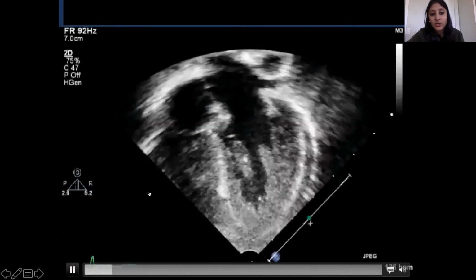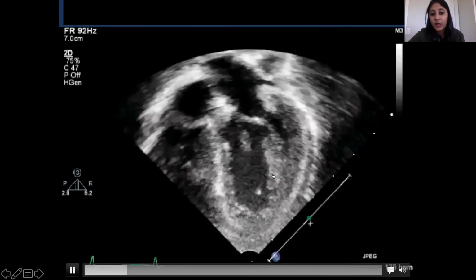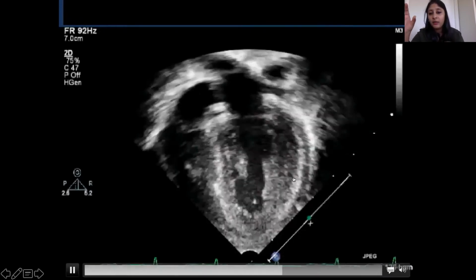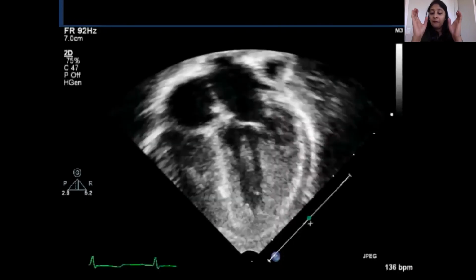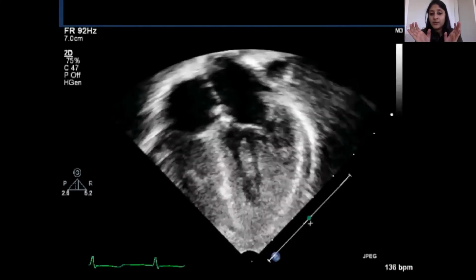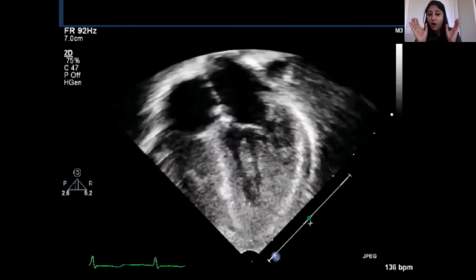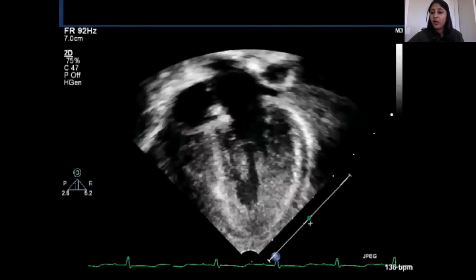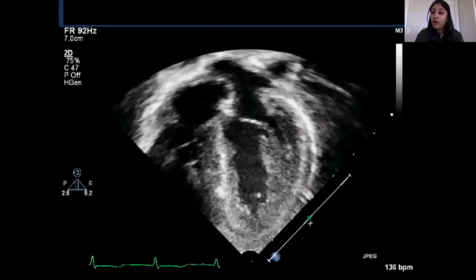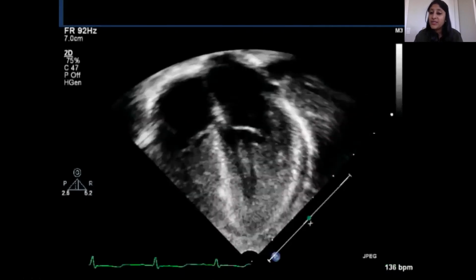And this is again just a 4-chamber view of that same heart. As you can see over here, the walls of the heart have become very thick, especially the lateral side, the side on the sides. You can see that the muscle itself is very, very thick. So this is an example of hypertrophic cardiomyopathy, where the heart becomes extremely thick.